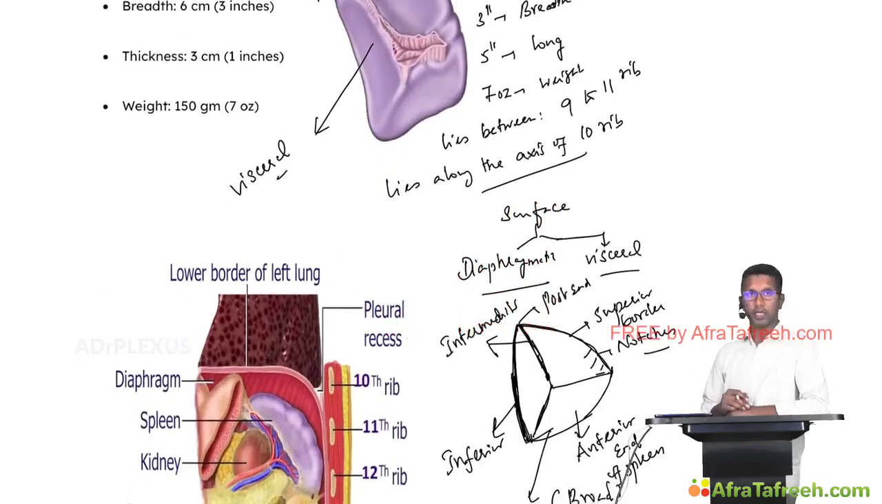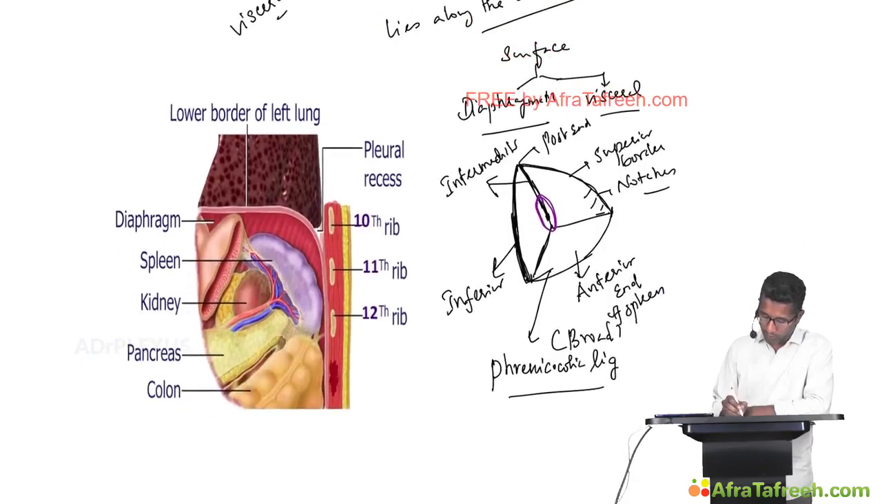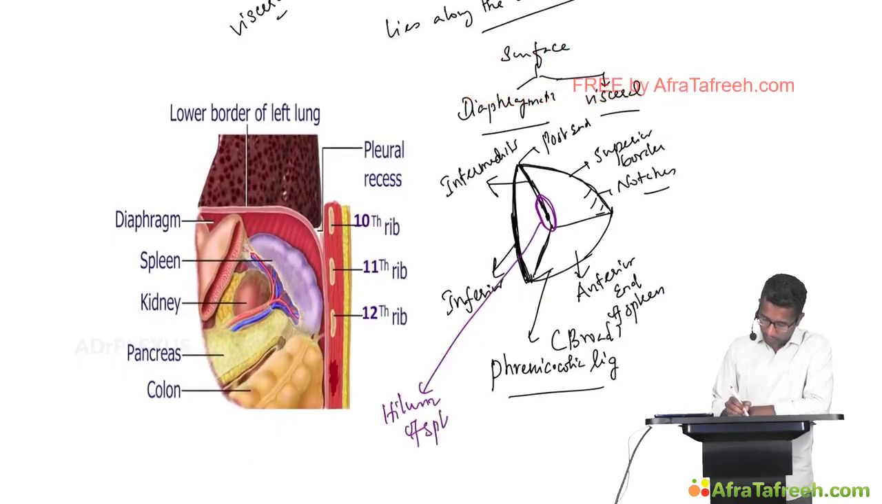If you see the intermediate border first, it gives attachment for two peritoneal folds, and it is in this region that you get the hilum of the spleen. So what is present here is the hilum of the spleen. The hilum of the spleen is situated in the intermediate border.